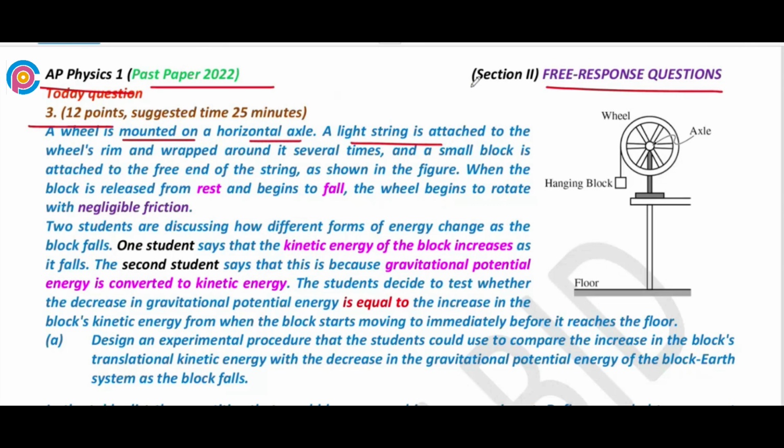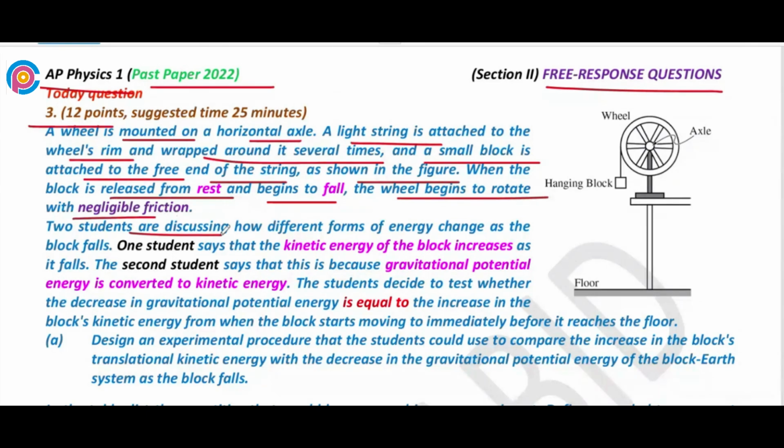A light string is attached to the wheel rim and wrapped around it several times. And a small block is attached to the free end of the string, as shown in the figure. When the block is released from rest and begins to fall, the wheel begins to rotate with negligible friction.